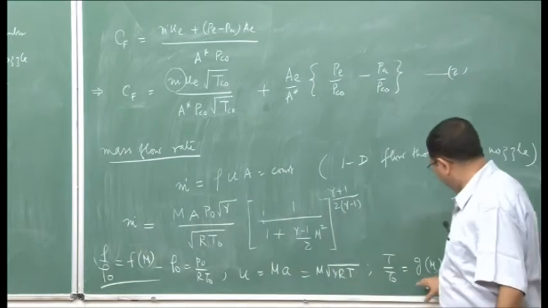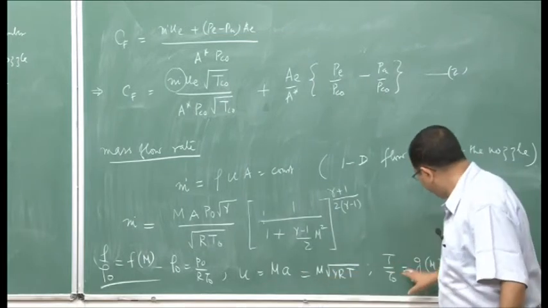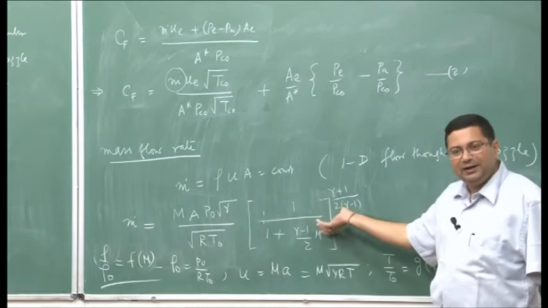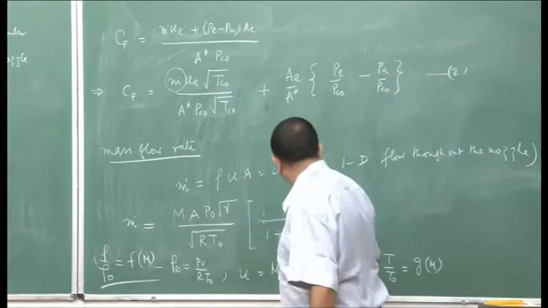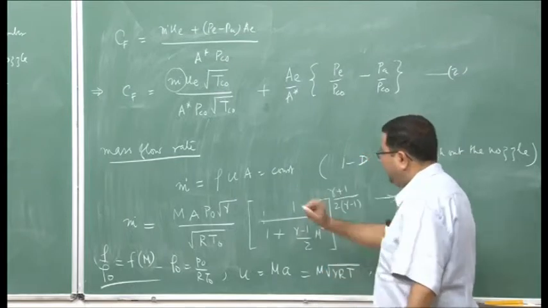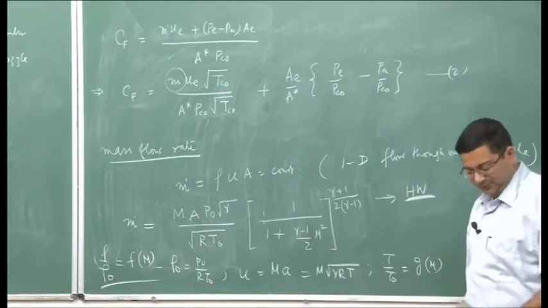The velocity we can replace by Mach number, a function of Mach number. Put all of this back here, we get this equation. So, this is the homework. You derive this equation. Okay.